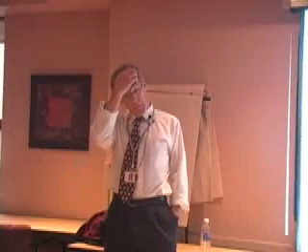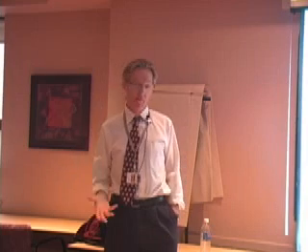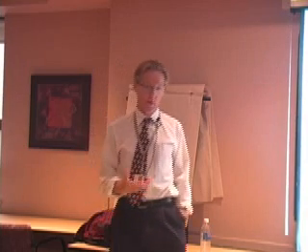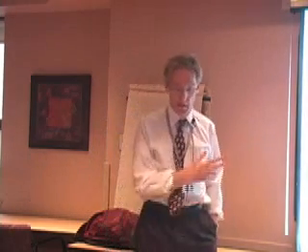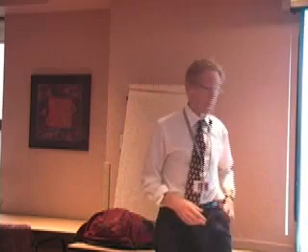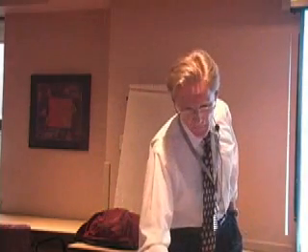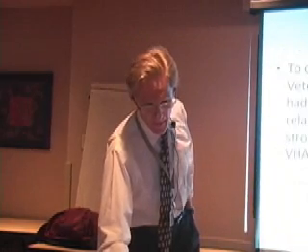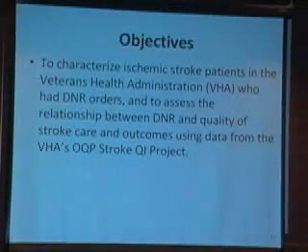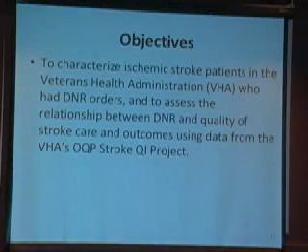So, okay, let's now look at the particular analysis I'm going to do. This is looking at DNR orders, quality of care and outcomes in veterans with acute ischemic stroke. Again, my collaborators are mostly from the Indiana Quality Improvement Group at the Roudebush Medical Center. What we're going to do here is characterize ischemic stroke patients, veterans in the VHA who had DNR orders, and assess the relationship between DNR and the quality of stroke care and outcomes in this project.